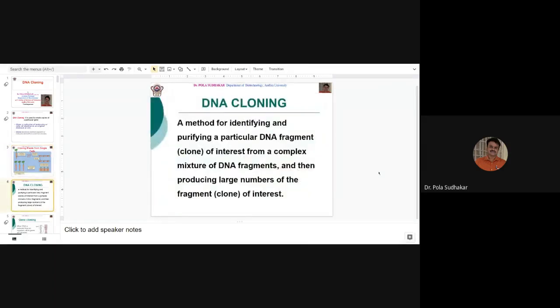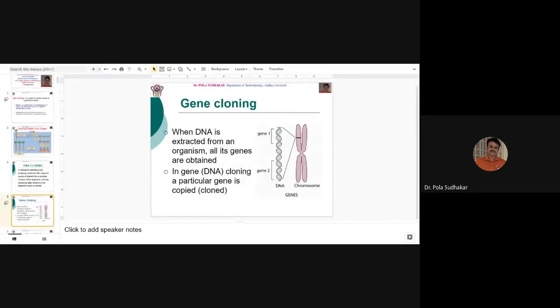Coming to DNA cloning, DNA cloning can be defined as a method for identifying and purifying a particular DNA fragment of interest from a complex mixture of DNA fragments, and then producing a large number of copies of the fragment of interest. Gene cloning means when DNA is extracted from an organism, all its genes are obtained. In DNA cloning, a particular gene is copied.